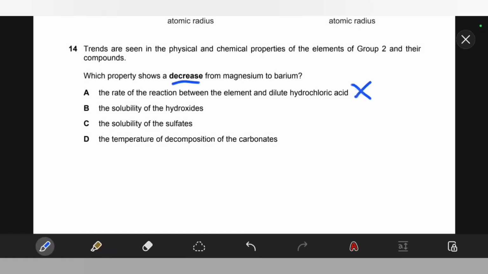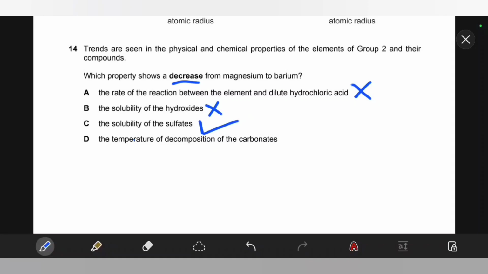The rate of reaction will increase actually because reactivity increases down the group, because the size of the atom is increasing. So A is wrong. The solubility of hydroxides, this is also wrong, since solubility increases down the group. The solubility of sulfates, this actually is the right option.